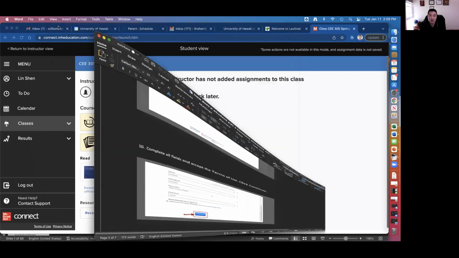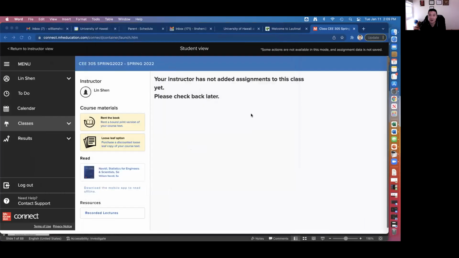And here is the student's view. You will see this from the Connect website after you create the account and log in.